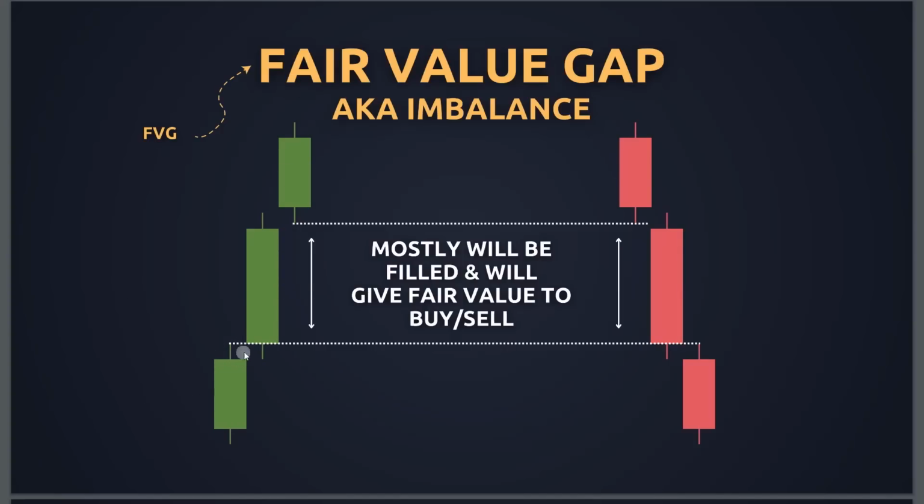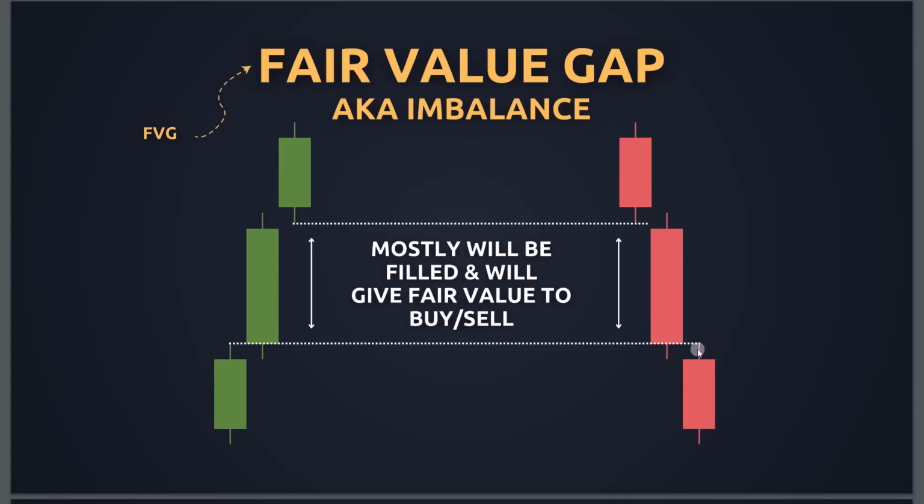When the high of the first candle does not overlap with the low of the third candle in a bullish scenario, this is a bullish fair value gap. This is a bullish fair value gap, the zone from here to here. In a bearish scenario, this is our first candle, second, third. The low of the first candle does not overlap with the high of the third candle. This zone from this wick to this wick is a bearish fair value gap or a bearish imbalance.